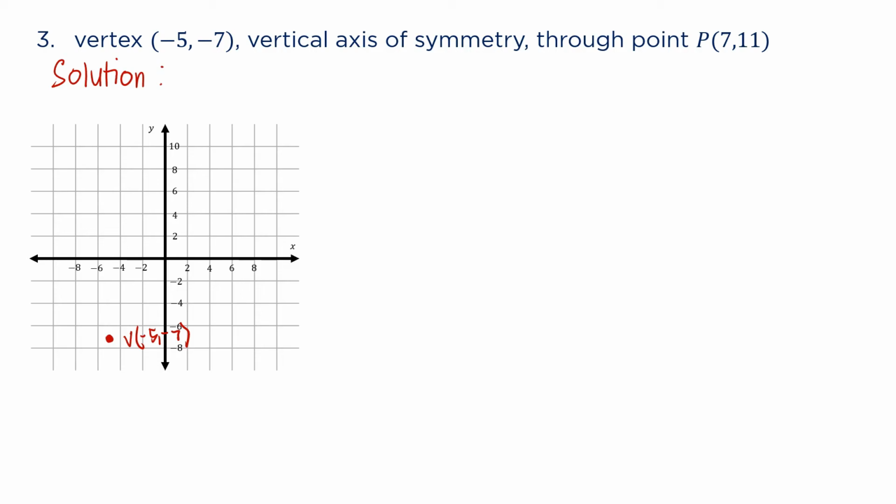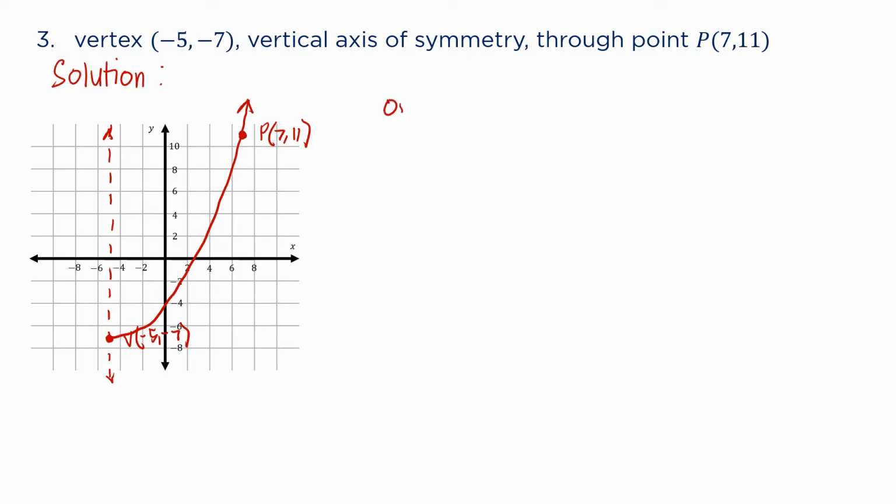The axis of symmetry is vertical and take note, it passes through the vertex. So, therefore, ito yung axis of symmetry natin. Yan. Okay? And we have the point 7, 11. Point P with coordinates 7, 11. Now, since our axis of symmetry is vertical, it is either the parabola opens upward or downward. And since yung point natin sa parabola ay nasa taas ng vertex, therefore, the parabola opens upward.